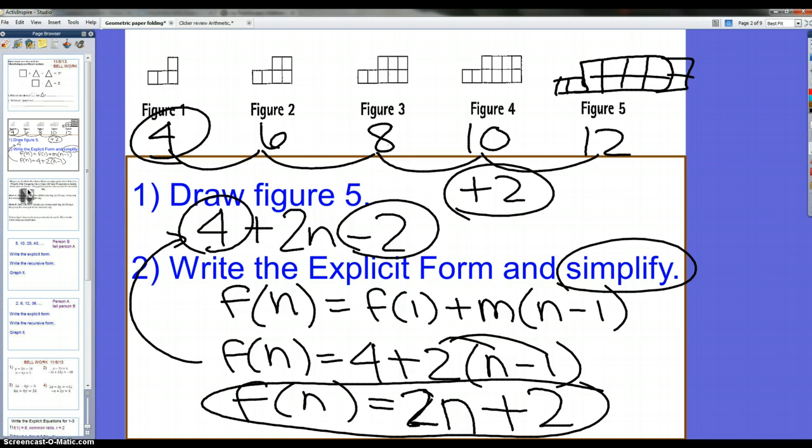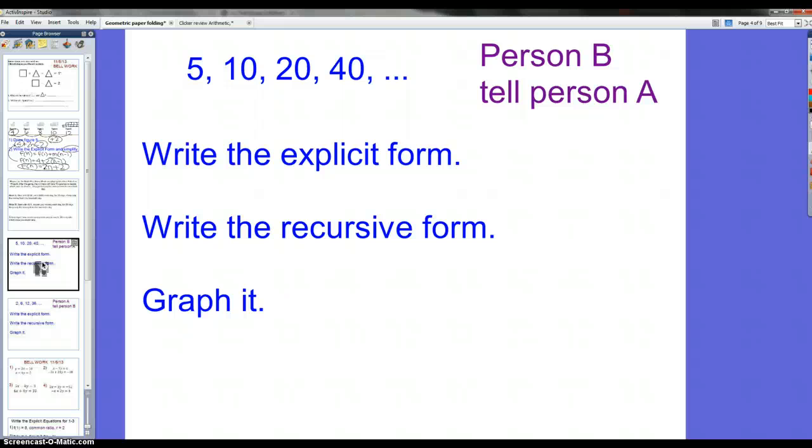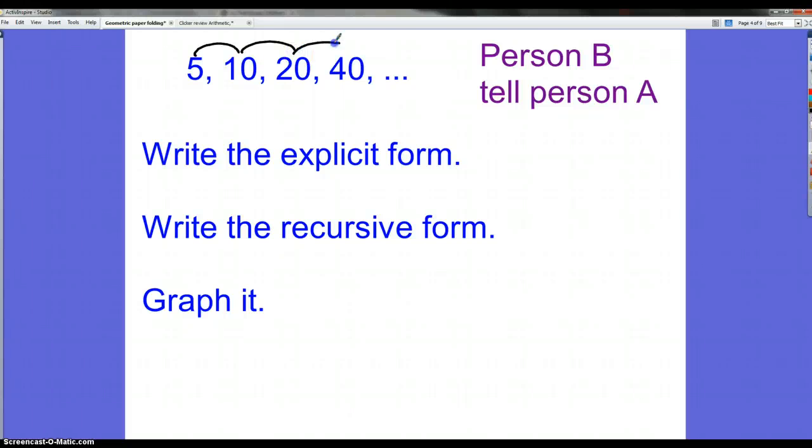So let's review geometric from last time. The pattern here is timesing, even though some of you might think it was adding 5, but no, it doesn't say 5, 10, 15, 20. It's actually multiplying by 2. 5 times 2 is 10, 10 times 2 is 20, 20 times 2 is 40.